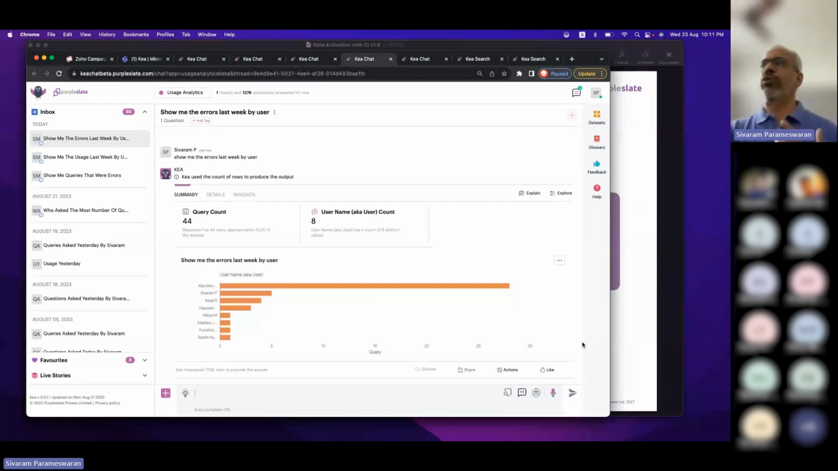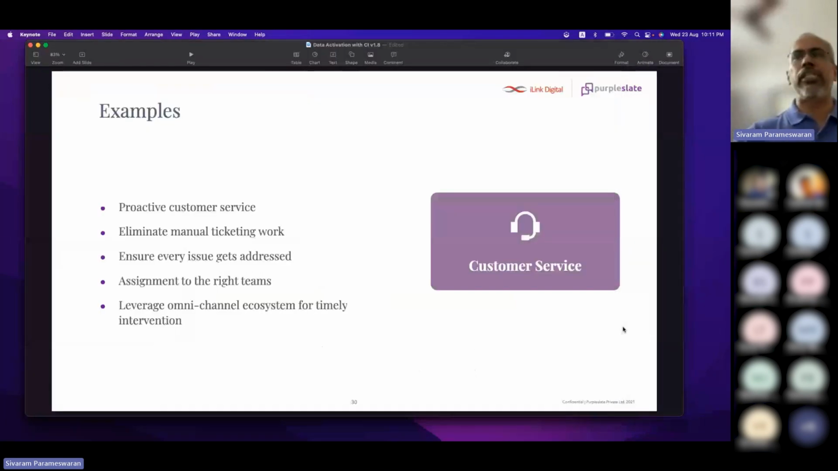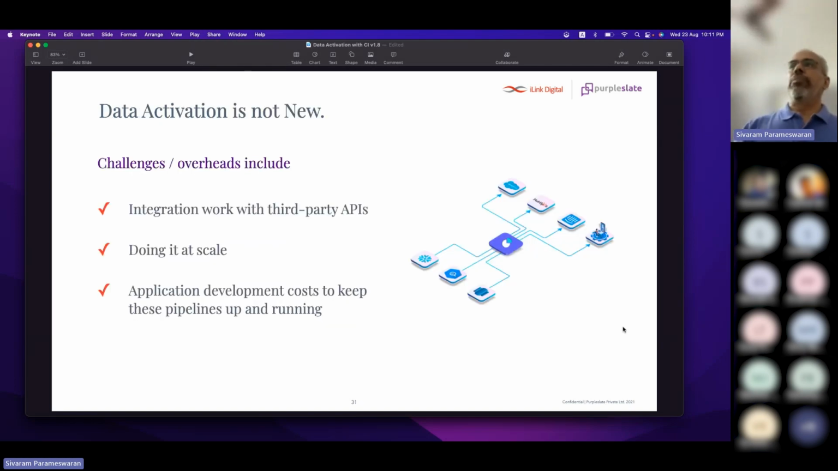That's what we call data activation. It's not just about consuming that information. How do you take an instant action with deep context? You're just looking at a piece of information, and now you know, hey, this is what I need to do, right? I think that's the whole idea behind data activation. As I said, it's not new. It's been happening forever. It was just happening in a different way.